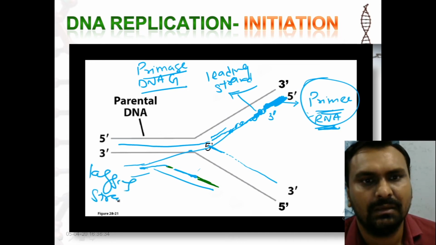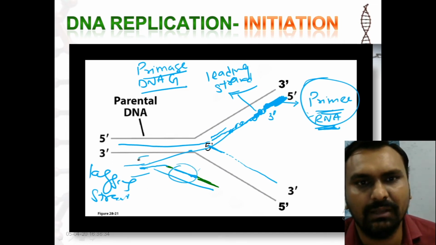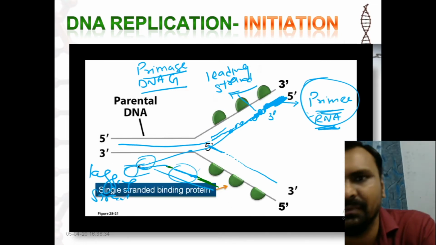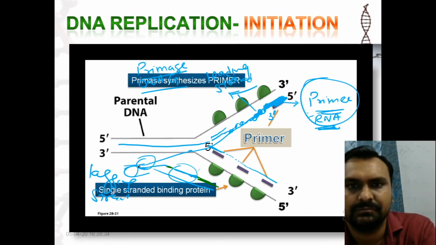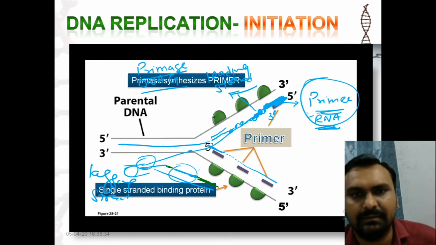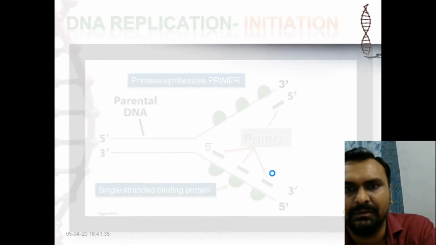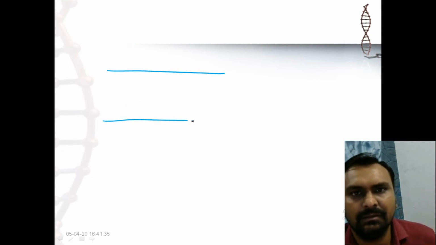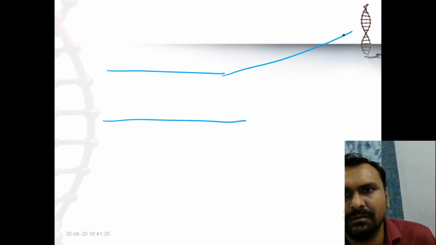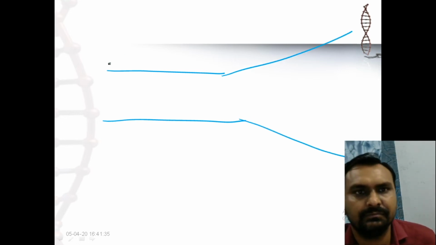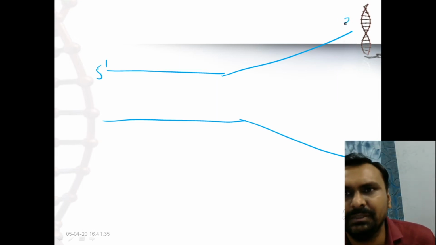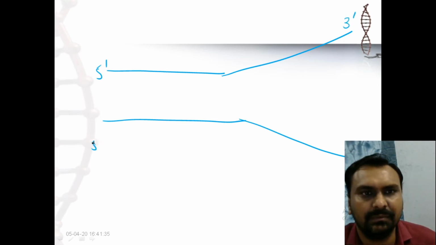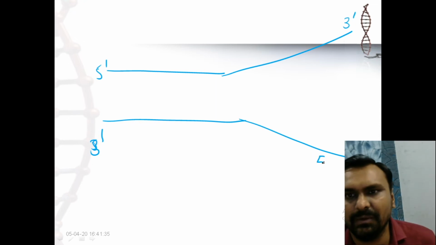Okay, and these fragments are called the Okazaki fragments. So you can see here, as DNA unwinds, every time it requires a primer. So if I draw the diagram again, this is a 5', this is a 3', this is a 3', this is a 5'.